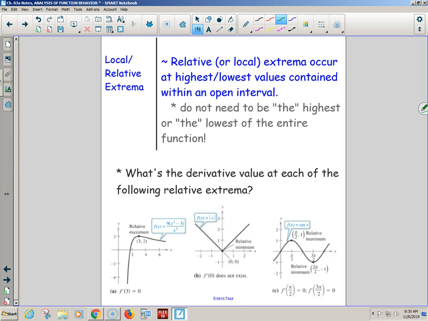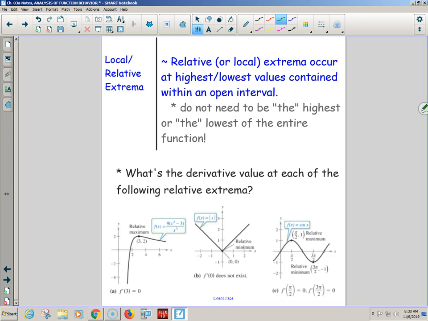But then the other one that I put on the page before is max, min. It's the local or relative extrema. They occur at the highest or lowest values contained within an open interval. It doesn't need to be the highest or the lowest of the entire function. It just needs to be a highest or a lowest of a little region around it.